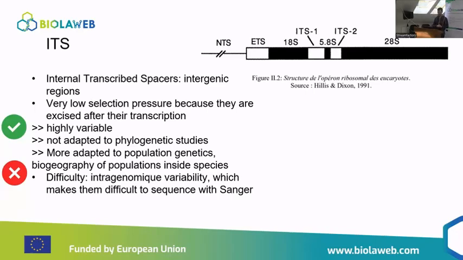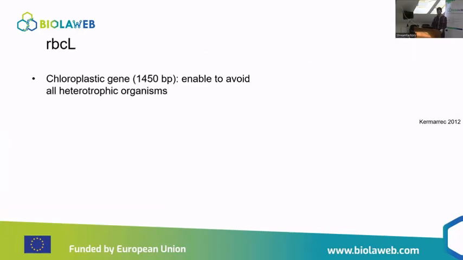the other difficulty for ITS is that for a single cell, you can have intragenomic variability. It means that inside a single cell, you can have different ITS sequences, which makes things difficult to sequence with Sanger sequencing, the first generation of sequencers. And so, in fact, the number of references for ITS was quite low. The available references are poor. So two bad points. So not very interesting.